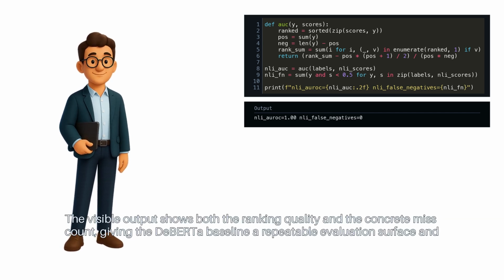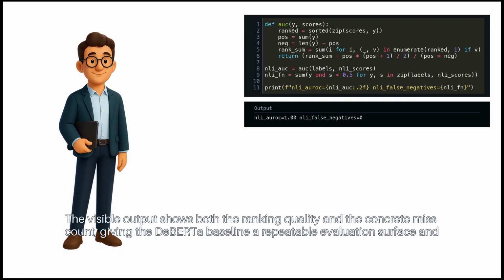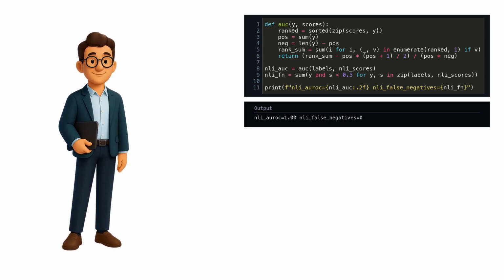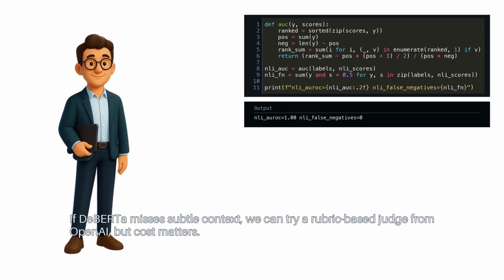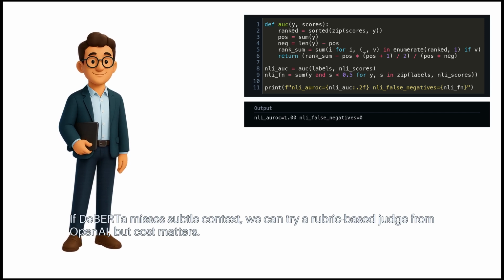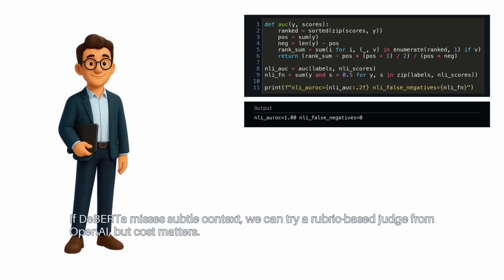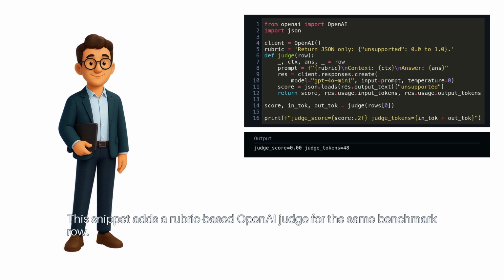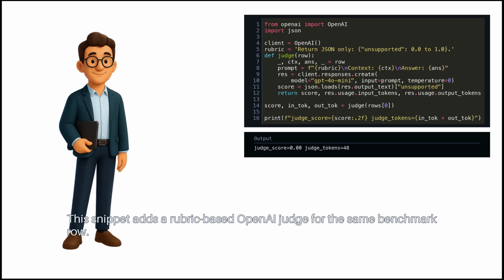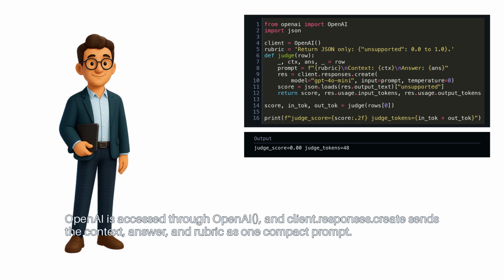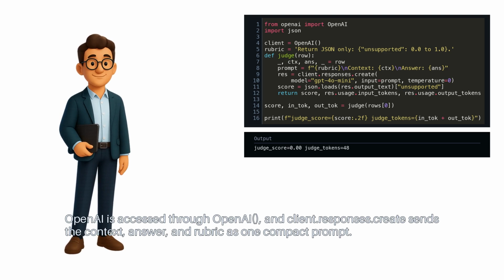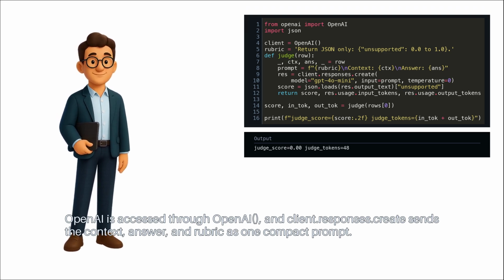The visible output shows both the ranking quality and the concrete miscount, giving the DeBERTa baseline a repeatable evaluation surface and something you can optimize against. If DeBERTa misses subtle context, we can try a rubric-based judge from OpenAI, but cost matters. This snippet adds a rubric-based OpenAI judge for the same benchmark row. OpenAI is accessed through OpenAI, and client.responses.create sends the context, answer, and rubric as one compact prompt.